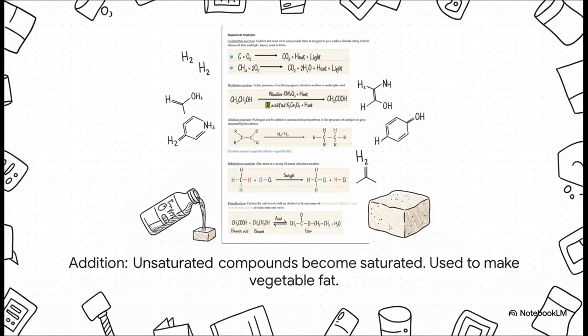Next up, we have the addition reaction. Now remember we talked about those really reactive, unsaturated compounds, the ones with the double or triple bonds? Well, with this reaction, we can add hydrogen to them. This breaks one of those extra bonds and makes the compound saturated. And believe it or not, this is exactly how they turn liquid vegetable oil into solid margarine.